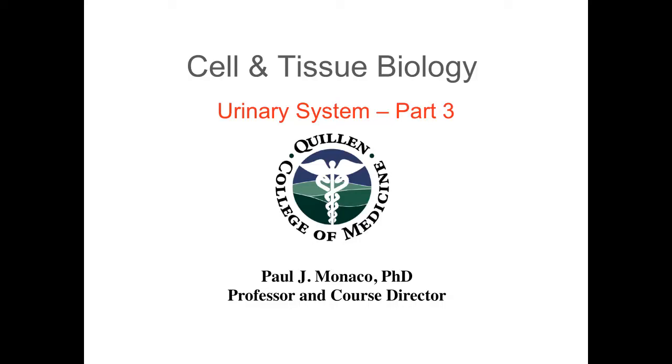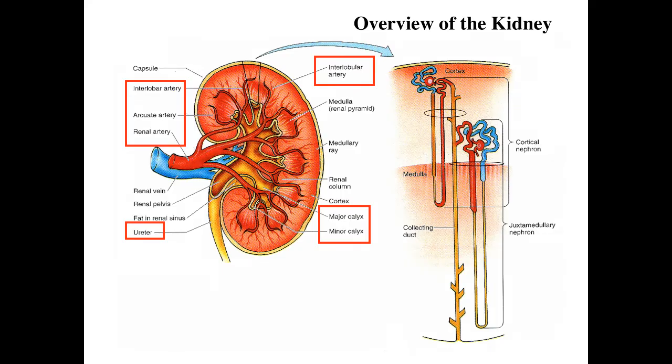In this third podcast on the urinary system, I'd like to talk about the microanatomy of the kidney. We will trace for you a little bit later the pathways of the renal artery, the interlobar artery, and the arcuate artery. We'll talk about the interlobular artery. We've already mentioned a little bit about the major and minor calyx, and you know about the ureter from your anatomy.